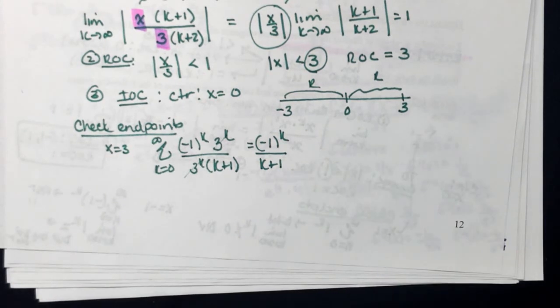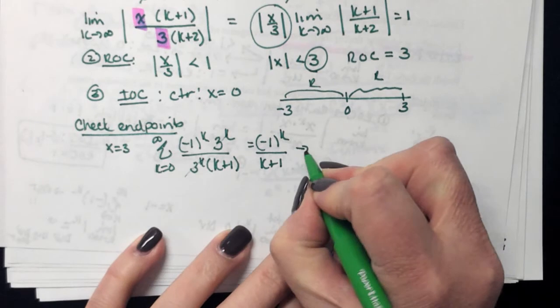So going back to your tool belt, what series test do you think we could try and use on this? Well, first of all, it's pretty obvious, because what kind of series do we have here? We have an alternating series. So let's try the alternating series test.